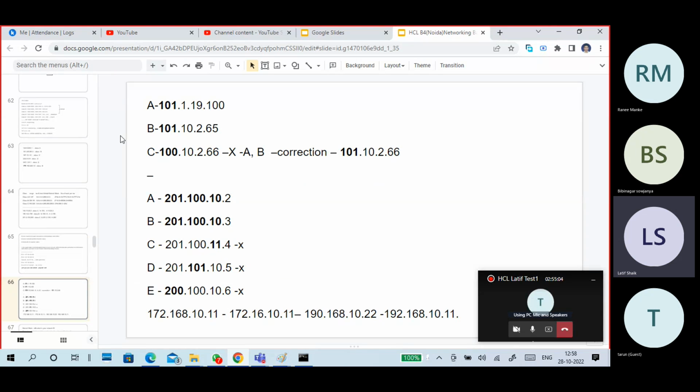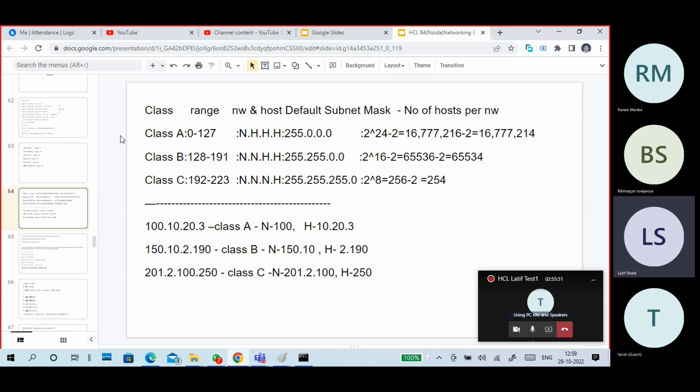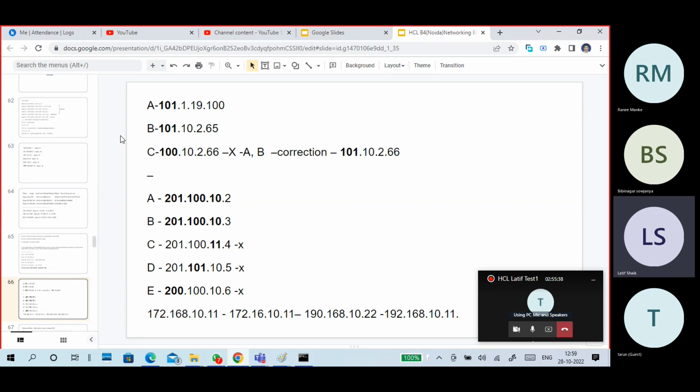There are three PCs: A, B, C. A PC is 101.1.19.100, B PC is 101.10.2.65, C PC is 100.10.2.66. It is class A. First of all, recognize which class it is. In class A, the first portion is the network portion, and the remaining are host portion. So the first portion must match. For A and B, the first portion is 101, matched. The second portion is 1 and 10, no problem, because it is a host portion and need not be the same.